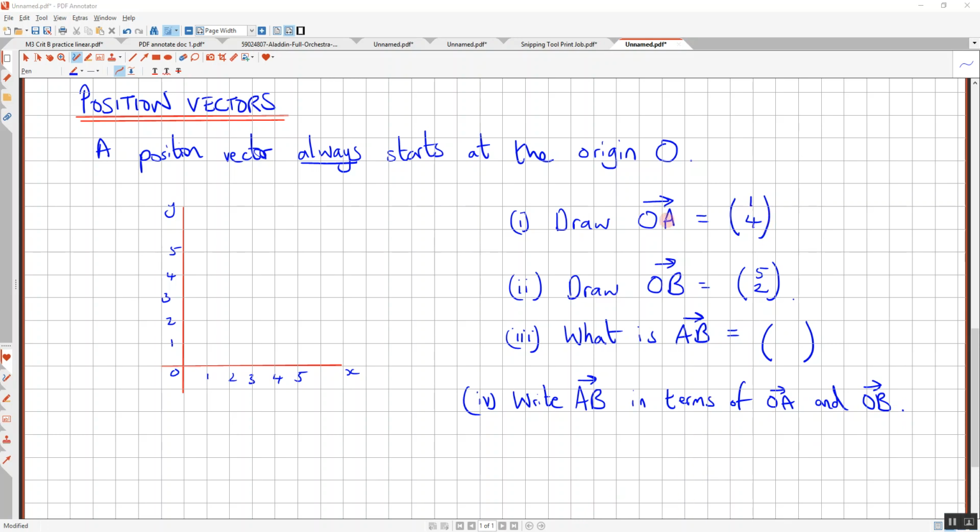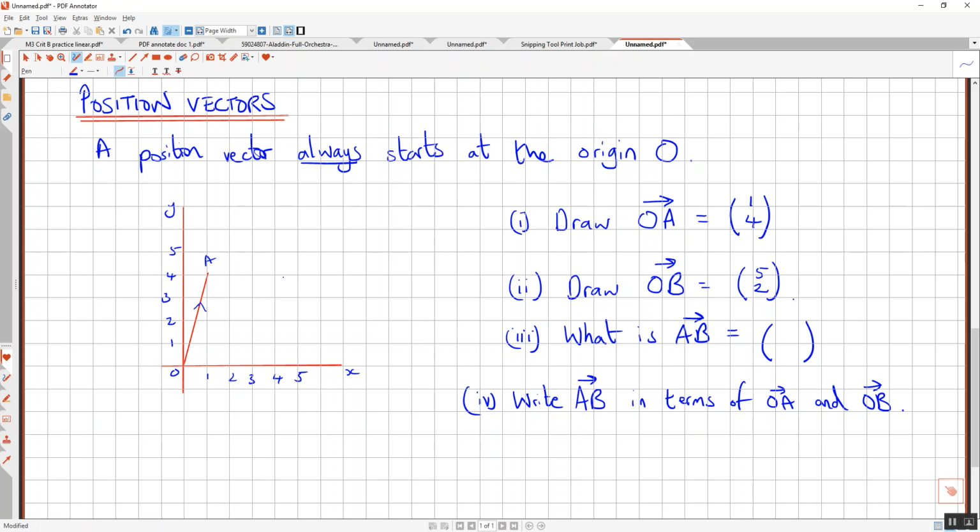Alright, so O to A, we're starting where? Starting at the origin, starting at 0. We're going across 1 and then up 4. Yep, so we're going across 1 and up 4. So O to A is going to look like that. Everybody happy enough with that? So I'll label it. O to A.